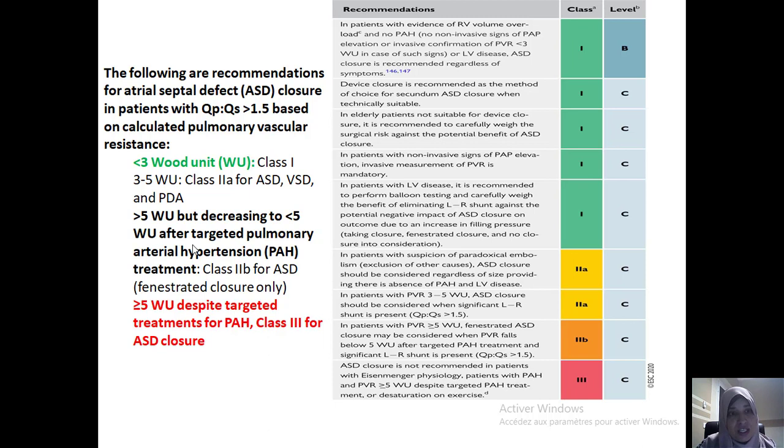If it's between 3 and 5, we can, but it is class 2A. And for patients who have pulmonary vascular resistance more than 5 Wood units, we should give the patient targeted pulmonary arterial hypertension treatment. If there is a decrease, it's a class 2B for ASD closure with a fenestrated closure only. If there is no decrease of the pulmonary pressures despite targeted treatments, it's an absolute contraindication for ASD closure.